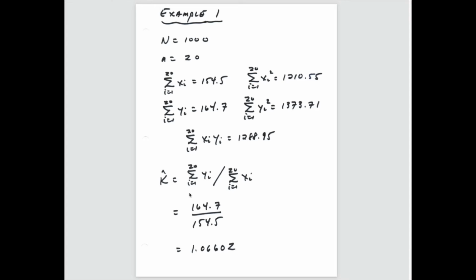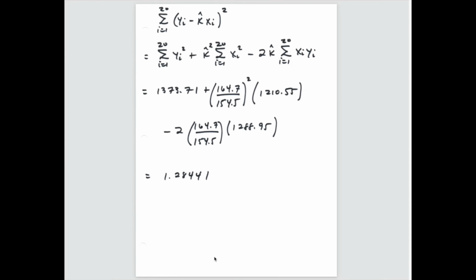All right, so k hat is equal to the ratio of the sum of the y values to the sum of the x values. It turns out to be 164.7 divided by 154.5, and that is equal to 1.06602. All right, and so that would tell us then that over the 2 years for the homes in our sample, their assessed prices went up 6.602%.